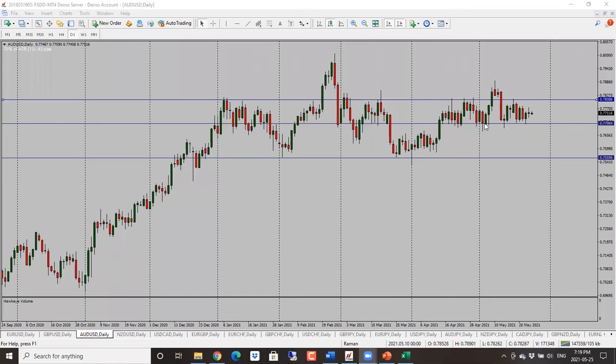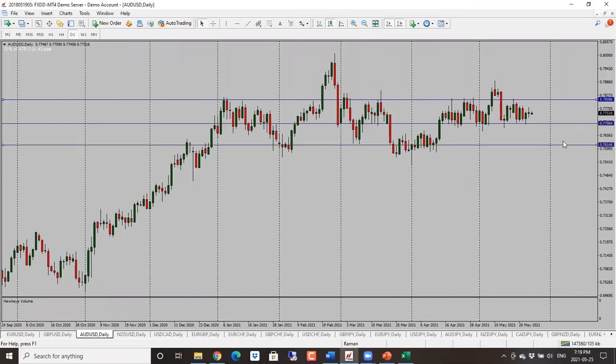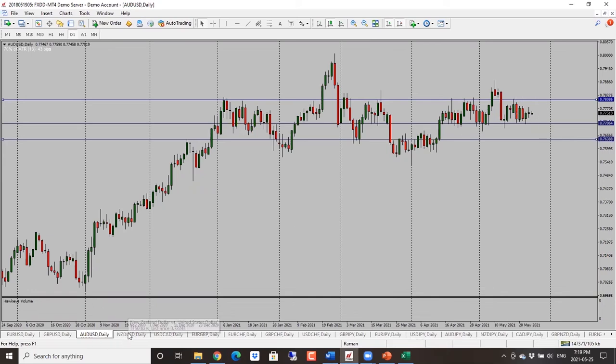If we see price go through the support, only then will we look for the next target. And the next target would be 0.7640. But until then, neutral bias, and I'm expecting a sideways move.